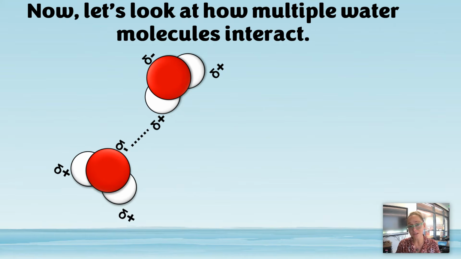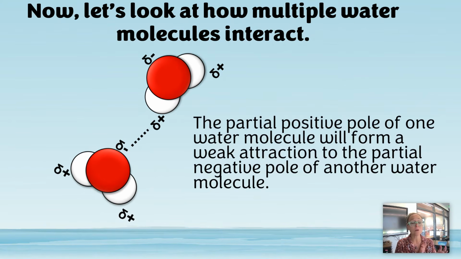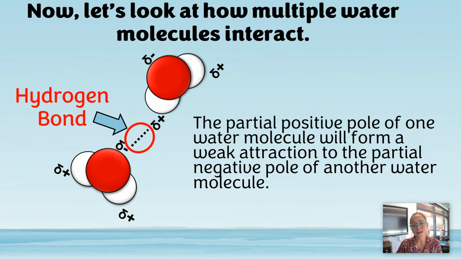Now, this attraction is what we call a hydrogen bond. It's a weak attraction between two separate molecules. So the partial positive pull of one water molecule will form a weak attraction to the partial negative pull of another water molecule. Now this right here is the hydrogen bond. Keep in mind there's no transfer of electrons, as in ionic bonds. There's no sharing of electrons, which is what we see in covalent bonds. So there's our hydrogen bond.